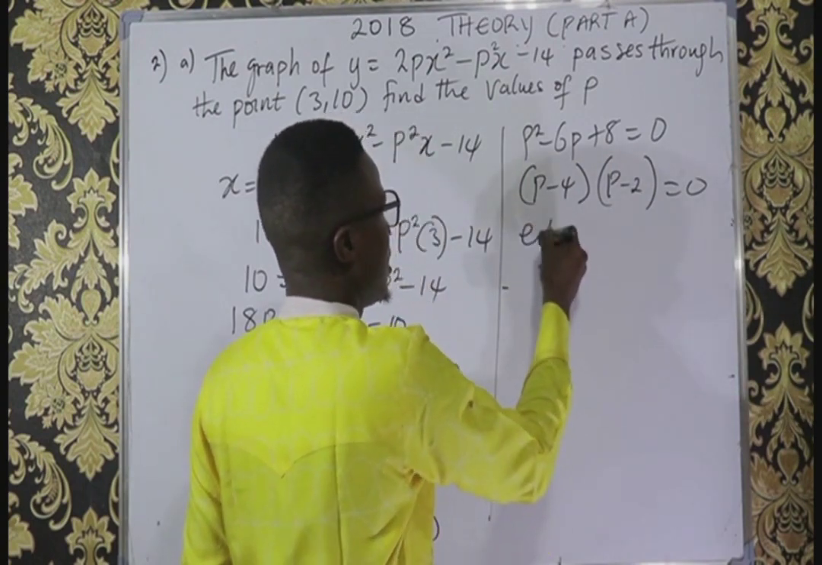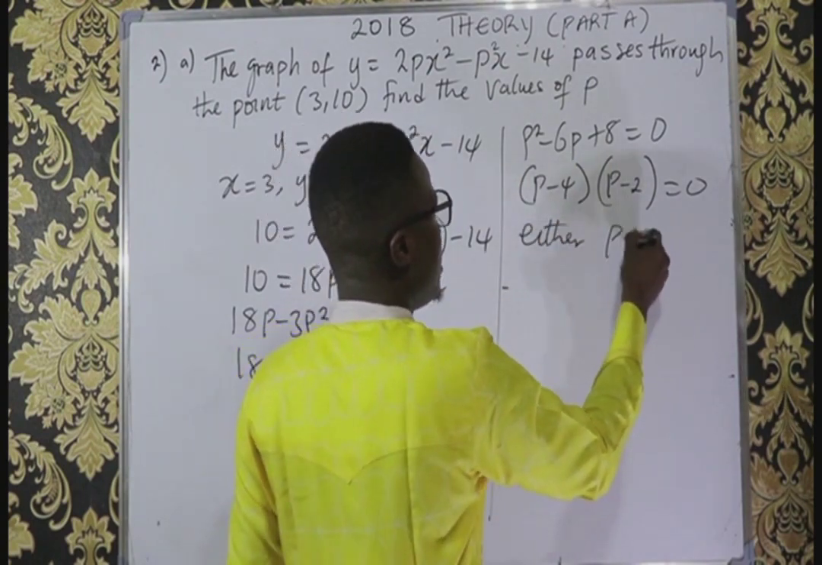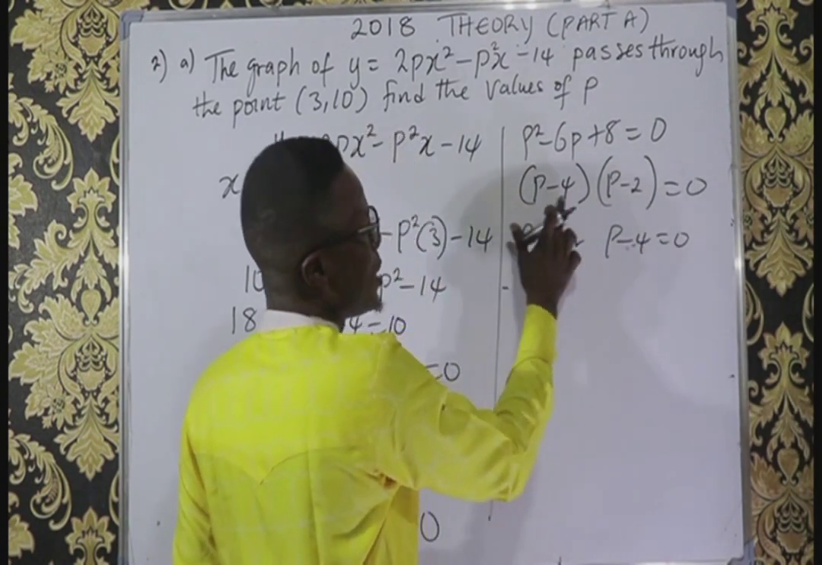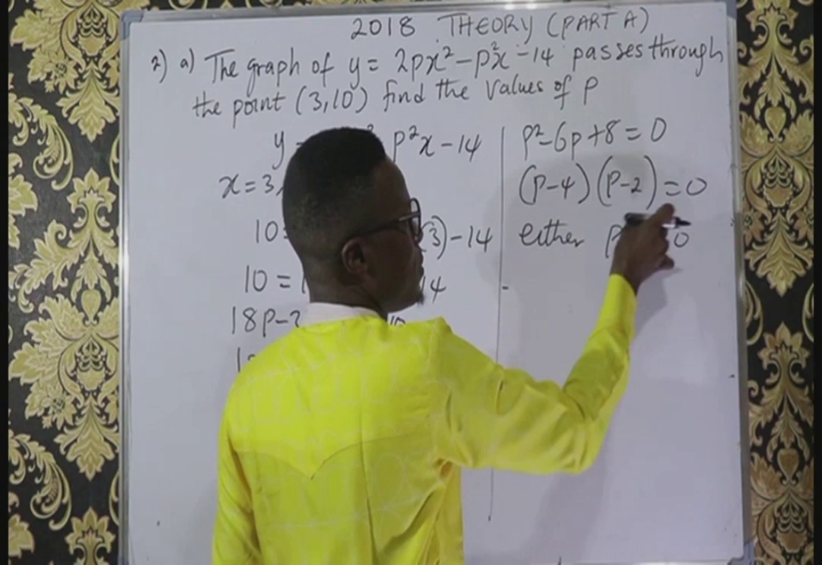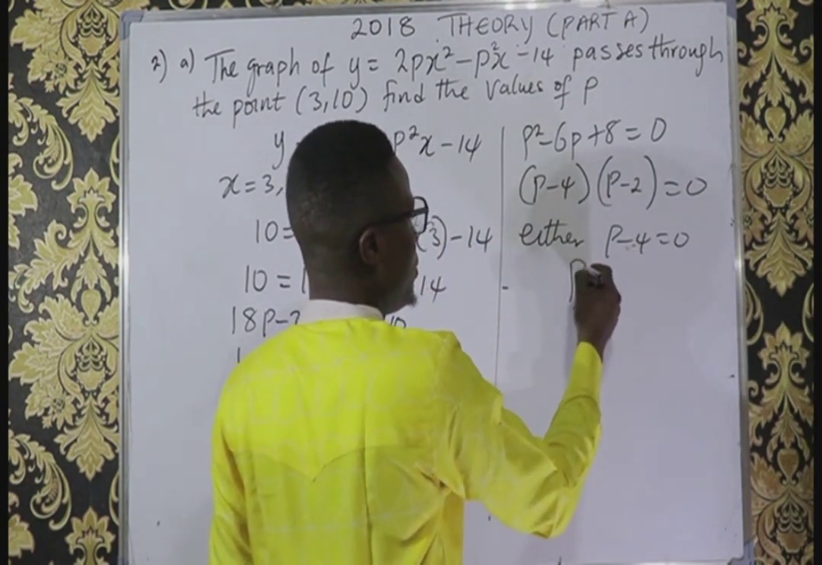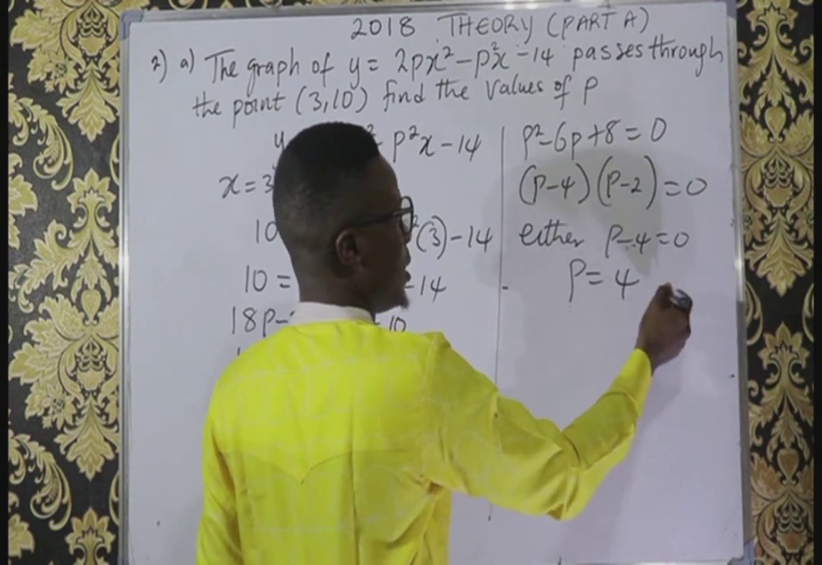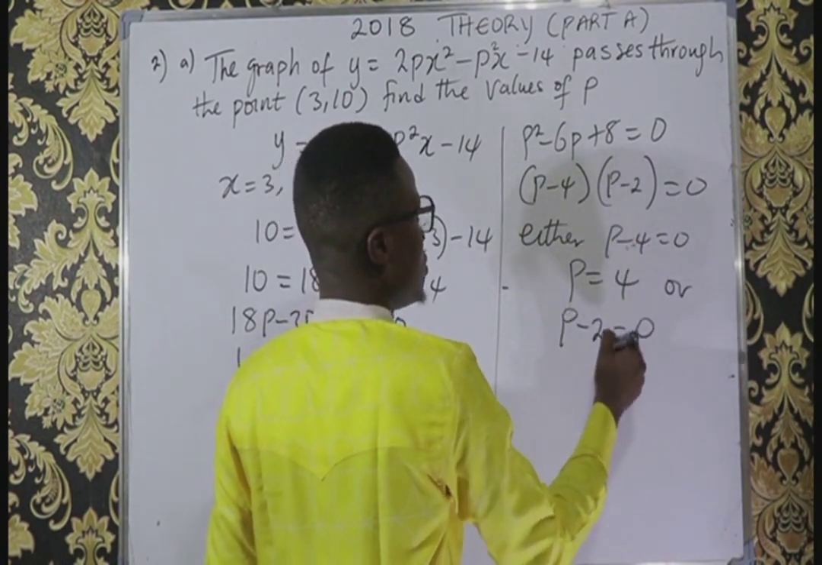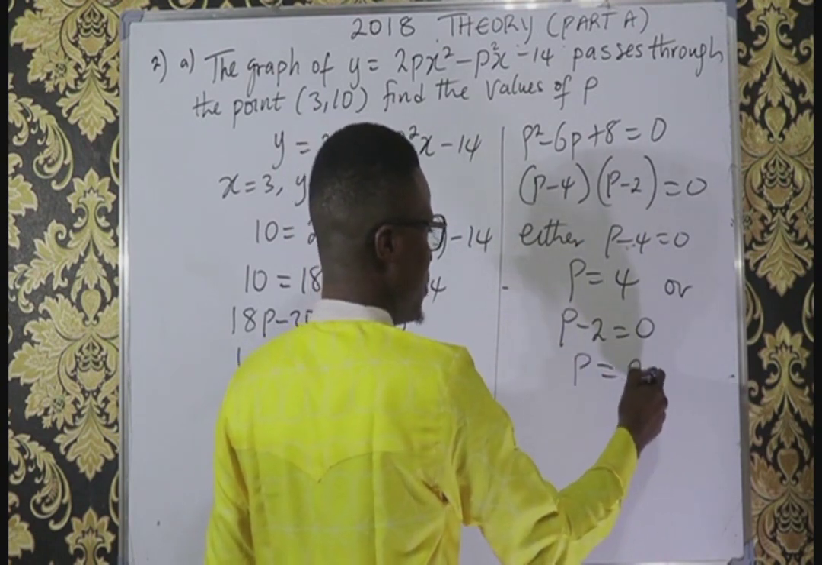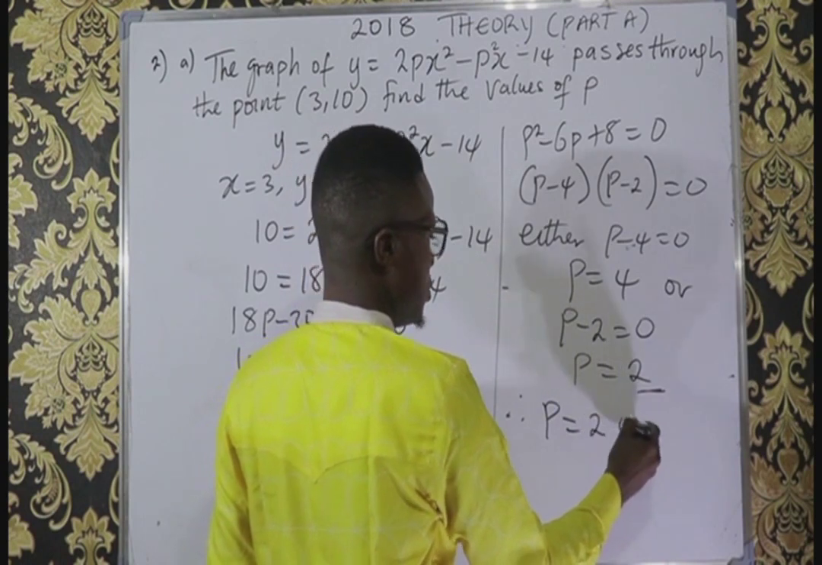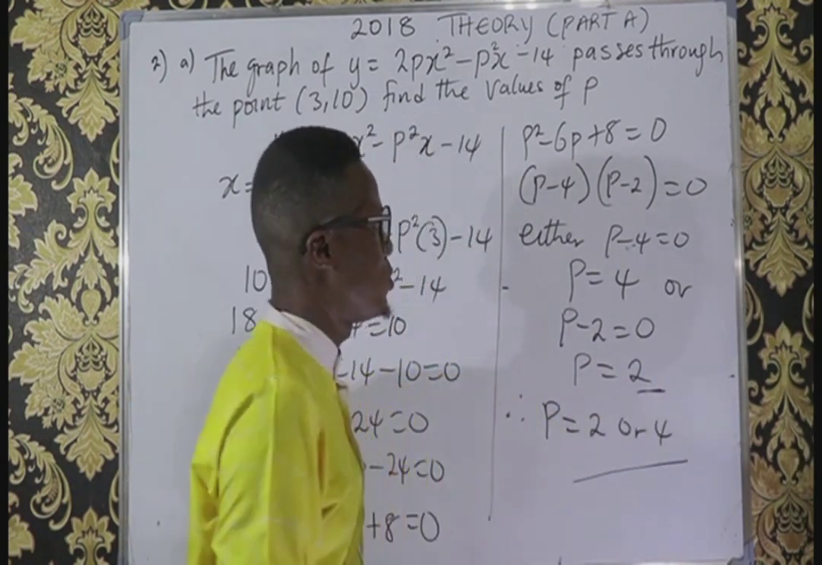So either p minus 4 is equal to 0. When the product of two terms gives us 0, it means that one of the numbers is 0 or both of them are 0. So p will give us positive 4 when it crosses over, or the second one, p minus 2 is equal to 0, so p will give us positive 2 as the answer. Therefore, p is equal to 2 or 4. This is the solution to 2a.